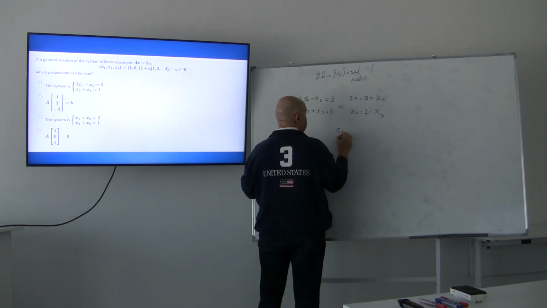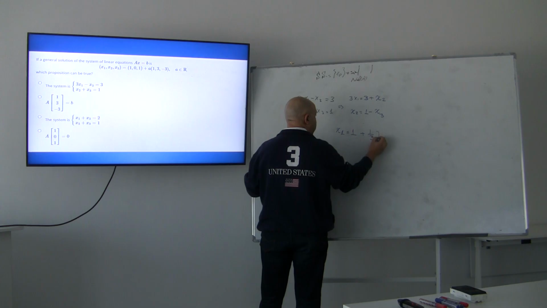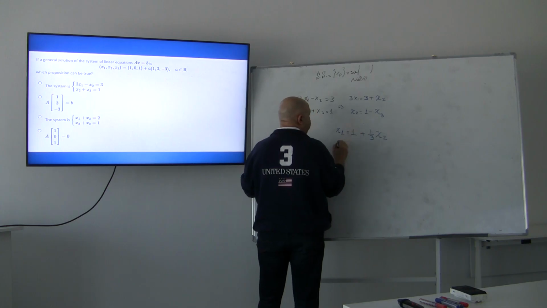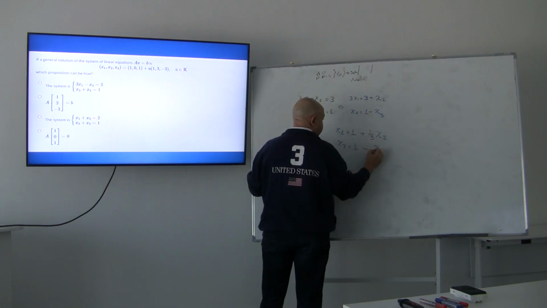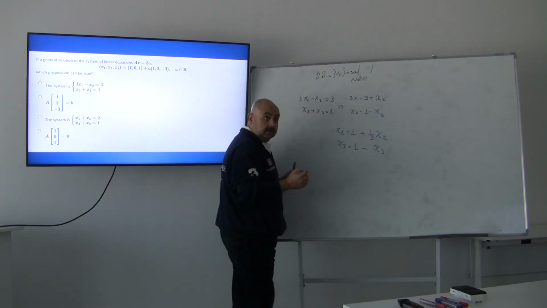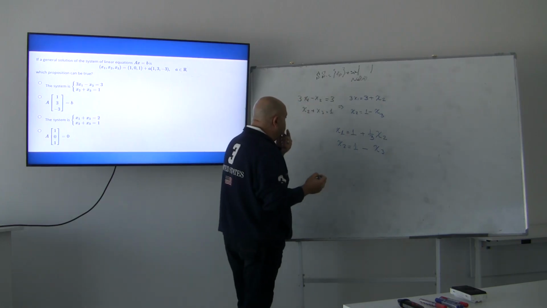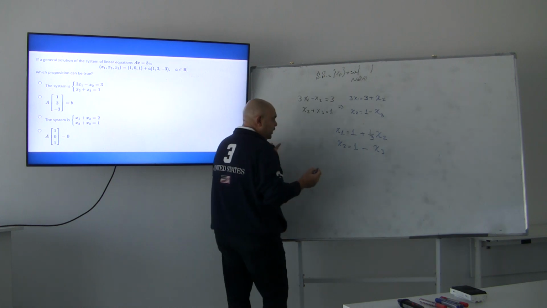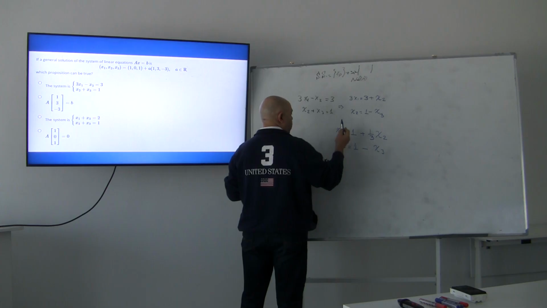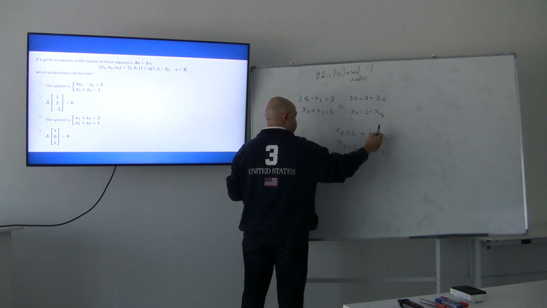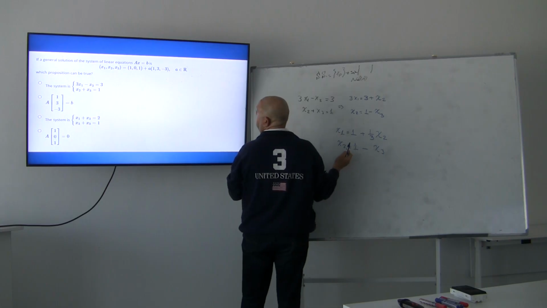So x1 will equal positive 1 plus 1 over 3 times x2, and x2 will be 1 minus the value of x3, right? Okay. And this means that x3 is exactly the same. So x1 equals 1 plus 1/3 of x2, x2 equals 1 minus x3. Okay, perfect.